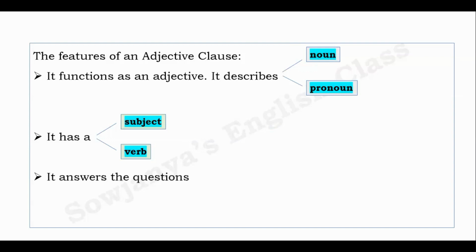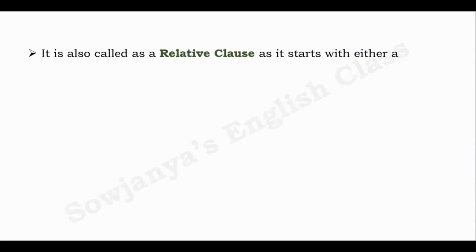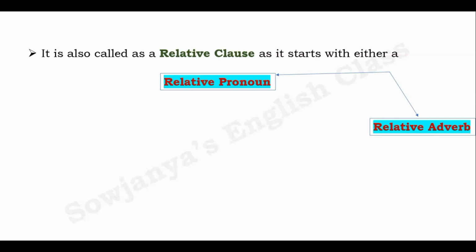It answers three questions. They are which one, what kind, and how many. Which one, what kind, and how many. These are the questions answered by an adjective clause in a sentence. It is also called a relative clause as it starts with either a relative pronoun or a relative adverb.